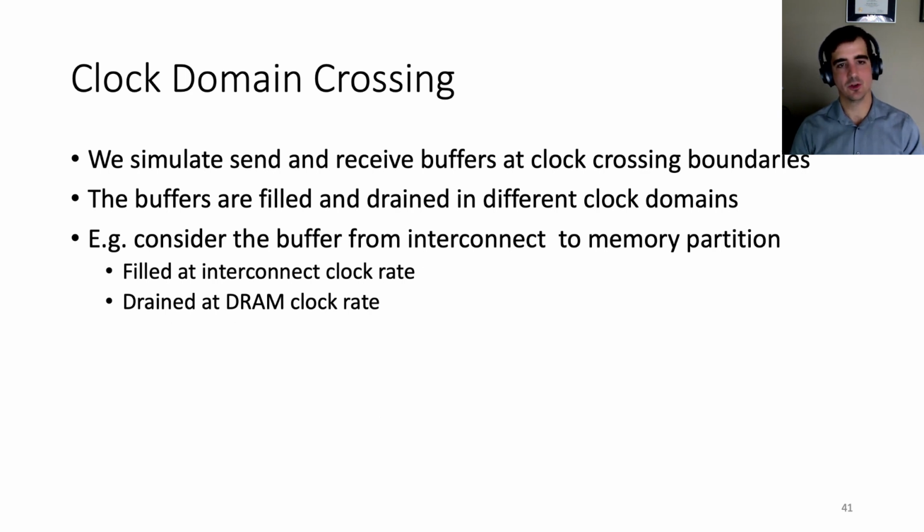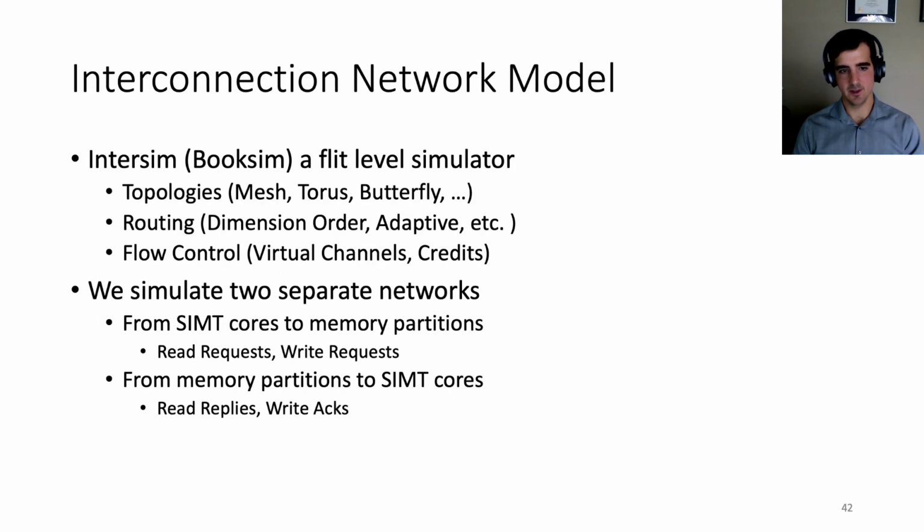One thing you need to know is that when you cross clock domains, you need to have some type of buffering. This is true in real systems. It's also true in our simulator. The reason is that if you have two different clock domains, you could fill and spill at different rates, and you need something to essentially accommodate the fact that the rates are not always equal. So for example, if you're thinking about the interface between the interconnect and the memory partition, we'll have a buffer in there. That buffer is going to be filled at the rate of the interconnect, and it's going to be drained at the rate of the DRAM.